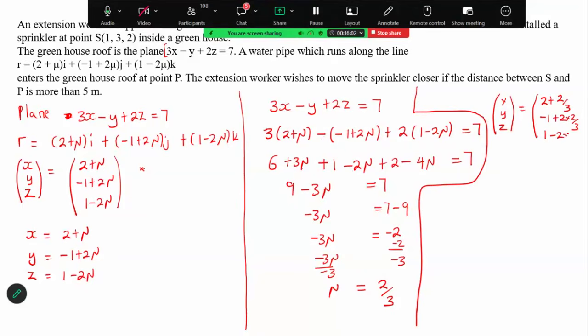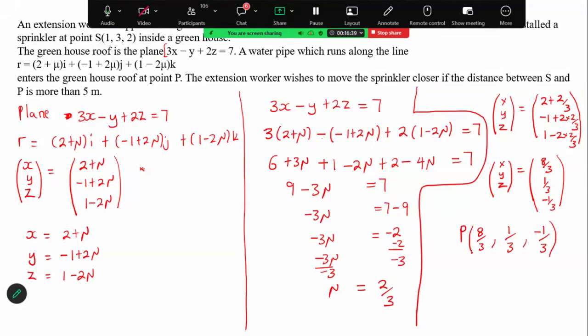Then 1 minus 2 times 2 out of 3. So here we shall have our x, y, and z equaling 2. So 2 plus 2 out of 3 will give us 8 out of 3. Negative 1 plus 4 out of 3 will give us 1 out of 3. And then 1 minus 4 out of 3 will give us negative a third. Now, this one is going to be our point P. So meaning that your point P is going to have the coordinates 8 over 3, 1 over 3, and negative 1 over 3. And this is the point where the plane meets with the line.